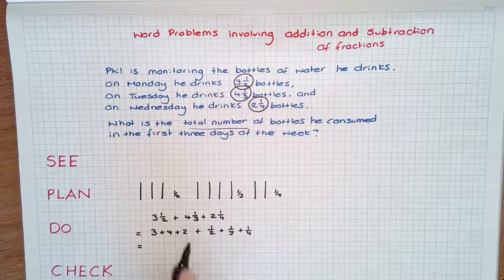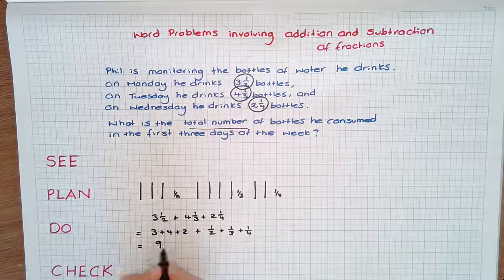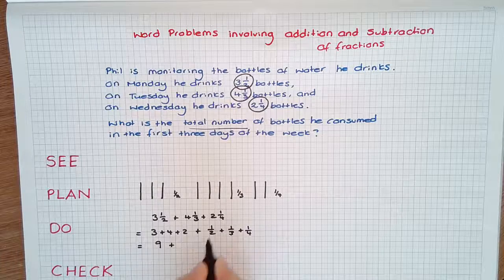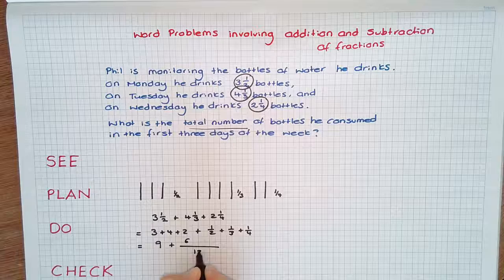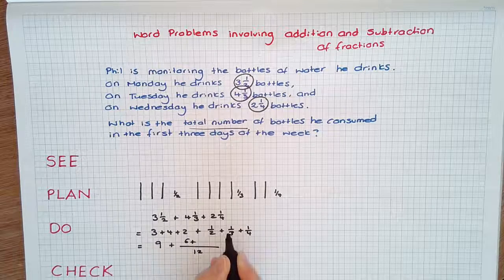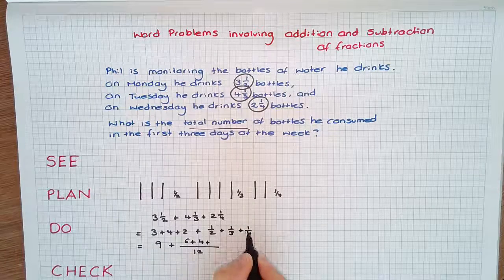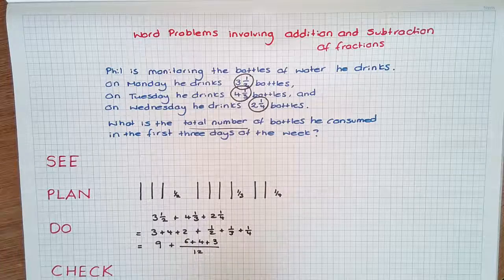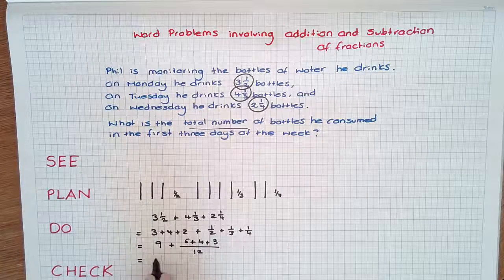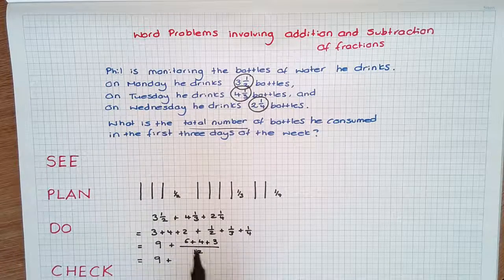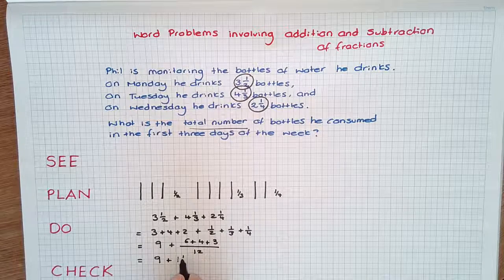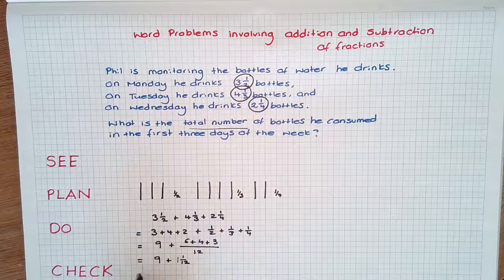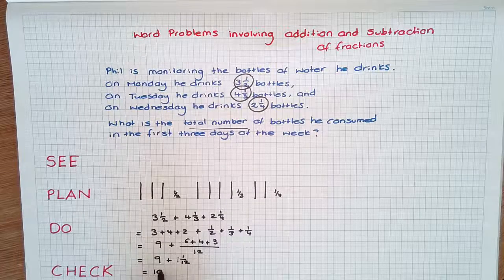3 plus 4 plus 2 is 9. 1/2 will be 6/12. 1/3 will be 4/12. And 1/4 will be 3/12. We finally get 9 plus 13/12, or 1 1/12. This gives us a final answer of 10 1/12 of the bottles consumed.